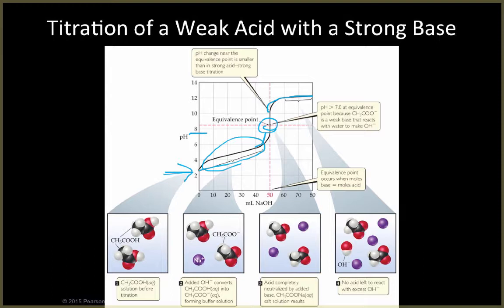So again, a couple characteristics here. The original pH is a little bit higher. That tells you it's a weak acid. You've got a more gradual curve in the beginning because of some buffering that's happening, and then you have a pH above 7. So those are all things that show you that it's a weak acid strong base just from looking at the graph.